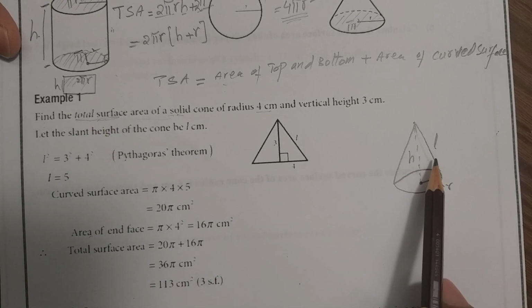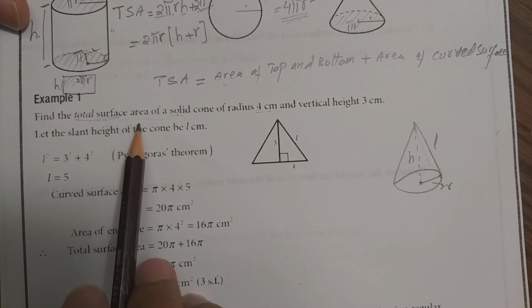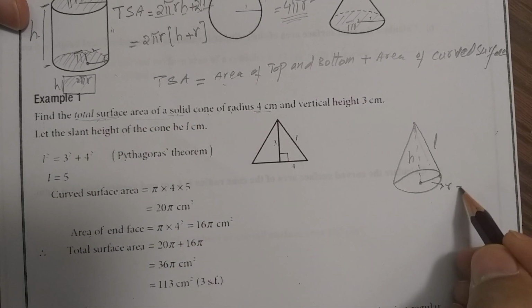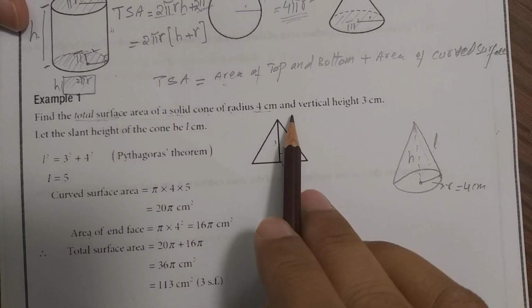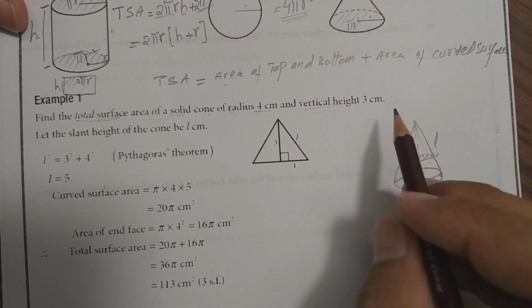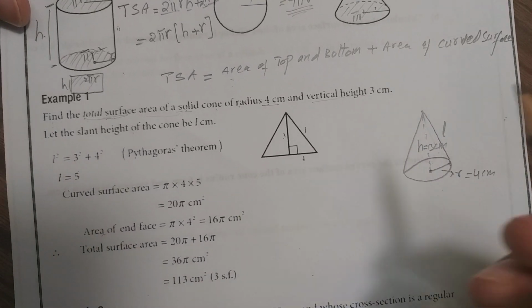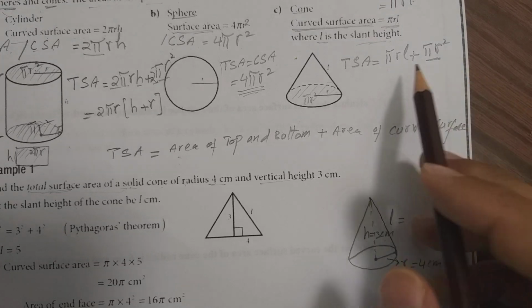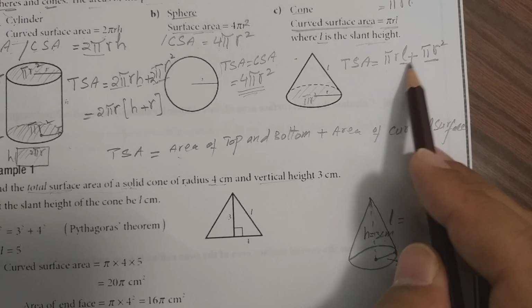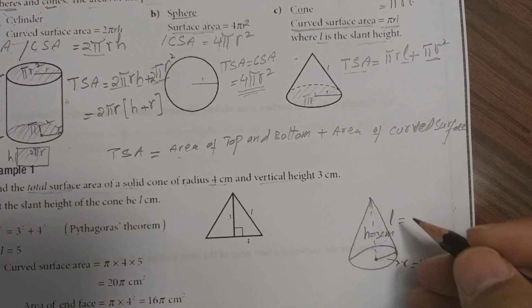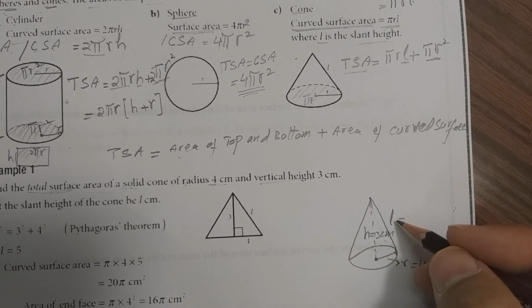It means we need to find the total surface area of the solid cone of radius 4. So radius equals 4 centimeter, and the vertical height is 3 centimeter. We need to find the total surface area, but we don't have the slant height. In the formula we don't need the vertical height; actually we need the slant height to find the total surface area.